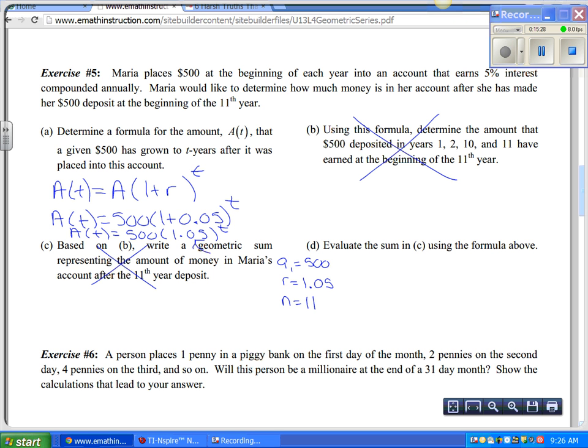Pause it. All right, guys, pause. Maria would like to determine how much money is in her account after she's made her deposit at the beginning of the 11th year. What hasn't happened at the beginning of the year? She hasn't gotten her interest, right? So we have to kind of backtrack here. Are we going to do it based on 11 years? 10 years, and then we're going to have to do what to our sum? Add 500, okay? Because she put her money in. She's not getting her interest on it yet. Okay, so you want it at the 10th year, then tack your 500 on.